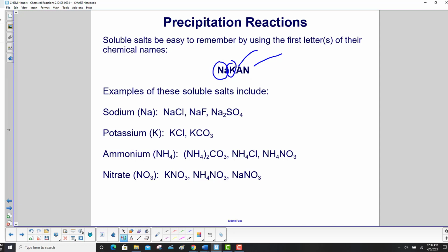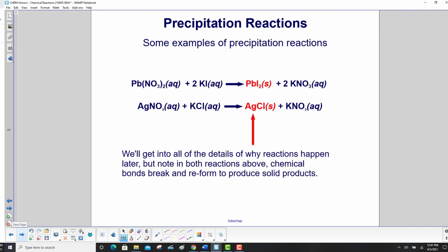Here are some examples. Sodium chloride, sodium fluoride, sodium sulfate. Potassium chloride, potassium carbonate. Then ammonium carbonate, ammonium chloride, and ammonium nitrate. Look at this. This has two of them, right? It's got ammonium and nitrate. Then for nitrate, potassium nitrate, so we double hit on potassium, ammonium nitrate, ammonium and nitrate, and finally sodium nitrate, sodium and nitrate. Some more examples of precipitation reactions.